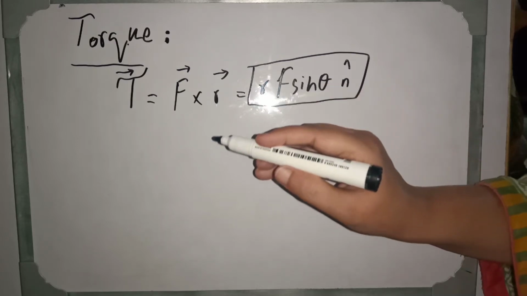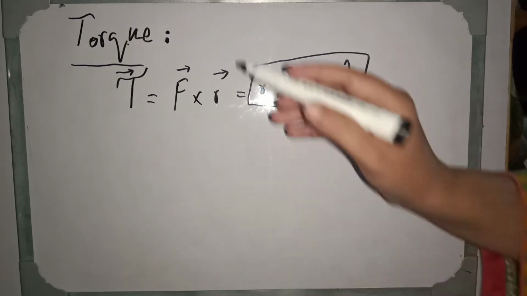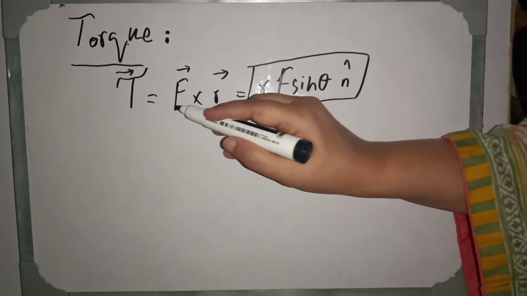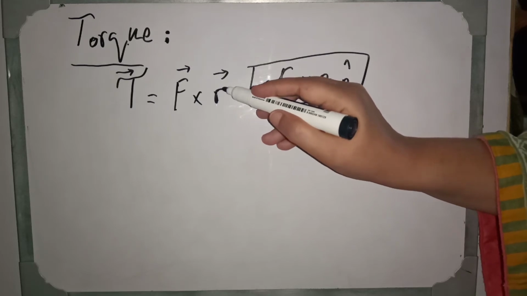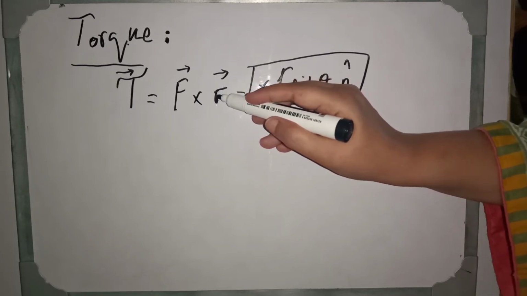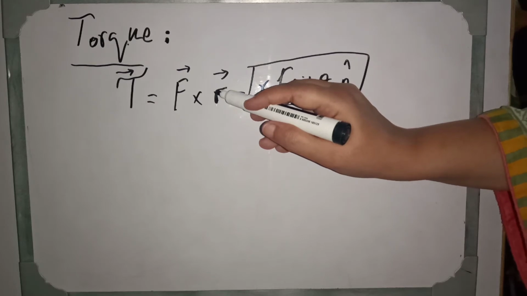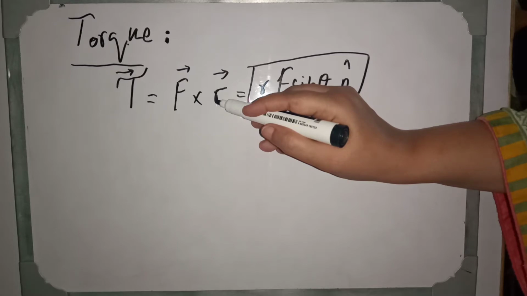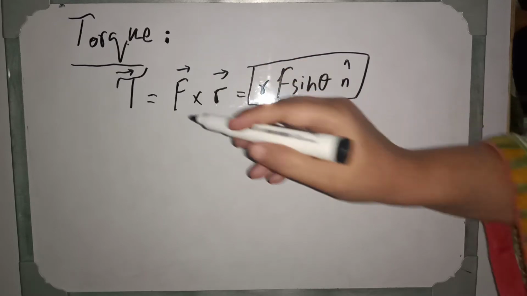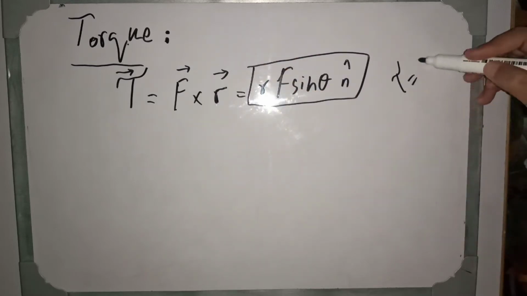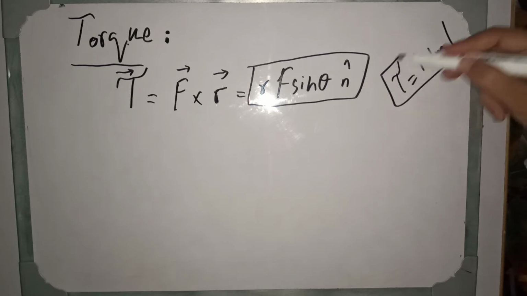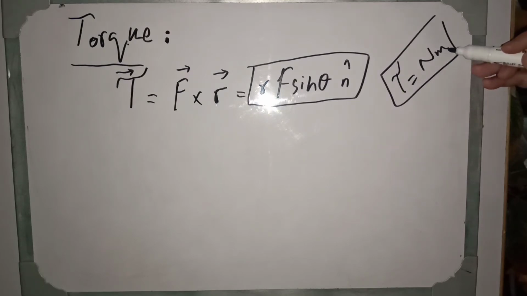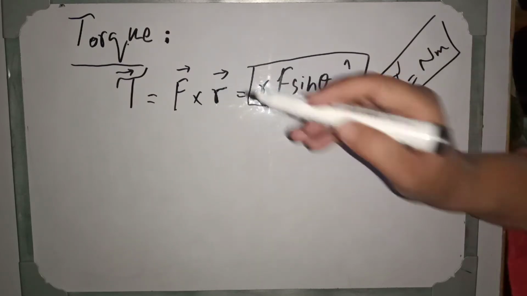So torque is a vector quantity, and the unit of torque, as it is clear from this equation: the unit of force is Newton. R is called the moment arm, or it is a distance. This is the distance from the point of application of force up to the axis of rotation, and distance is always measured in meters. That's why the unit of torque is Newton meter. Newton is the unit of force and meter is the unit of moment arm. Moment arm means the distance called R.